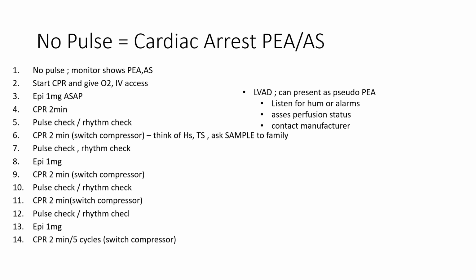Remember also that because this is a bit more of a downtime rhythm, and you have a little bit extra time because you're not looking at the monitor, you're not shocking, sometimes the instructor will ask you to think of the H's and T's, as well as the sample secondary assessment measures. And those are things like hyperkalemia, hypotension, hypoventilation, thrombosis, things like that. Things that you can fix during the code that might help alleviate the patient's symptoms.